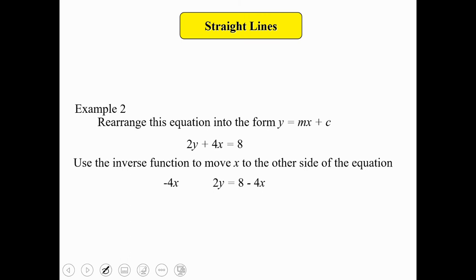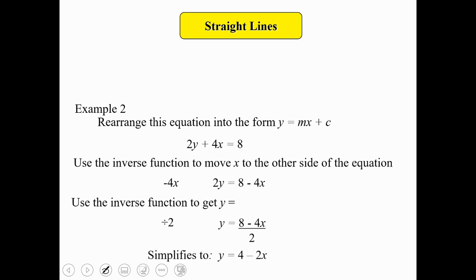So what does 2y mean? 2y means 2 times y. But I just want the y on its own. How can I get rid of the multiplying by 2? Well, I'll need to divide by 2. So use the inverse function to get y is equal to something. But be careful here, because it's an equation, whatever you do on one side of the equation, you have to do to the other. So if you divide by 2 on the left-hand side to get y, you need to divide everything by 2. So y is equal to 8 minus 4x divided by 2. So y is equal to 4 minus 2x. And that's how you'd rearrange it.